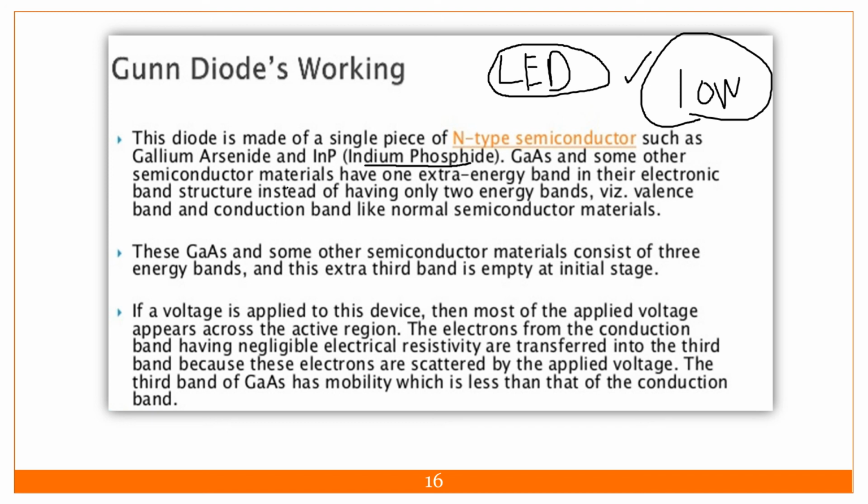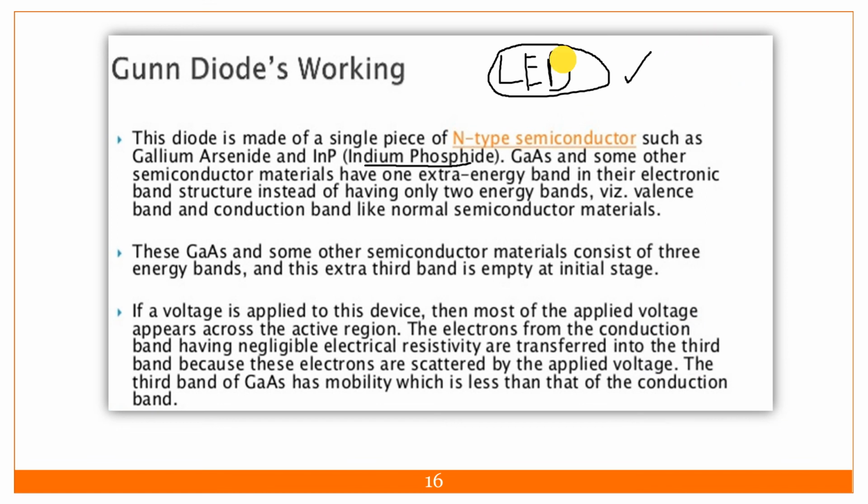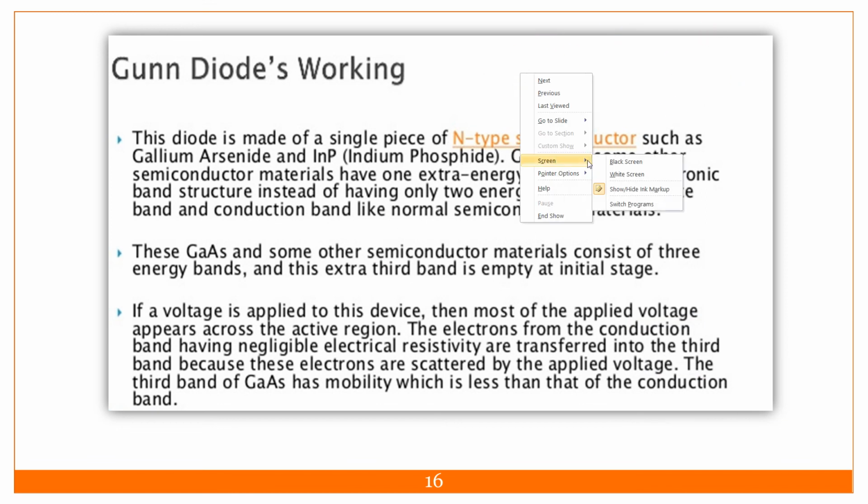GaAs and some other semiconductor materials have one extra energy band in the electronic band structure, instead of only two energy bands, the valence band and conduction band, like a normal semiconductor. Okay, I'll explain this thing. Just a minute, I will draw this portion.